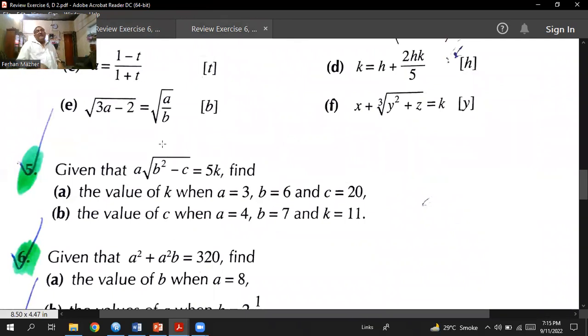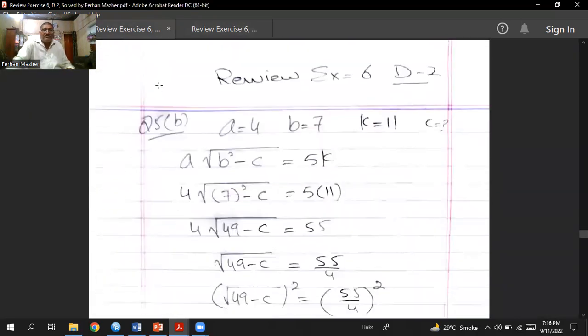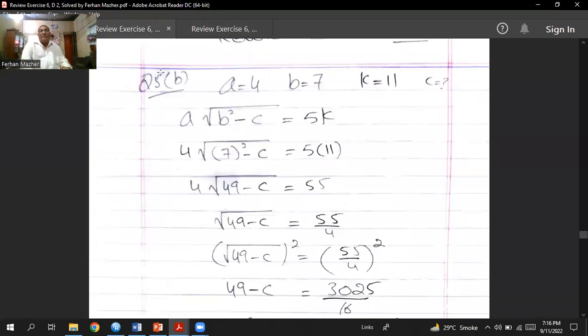Okay, question number 5, its B part. It says find the value of c when a is 4, b is 7, and k is 11. So now you will have a equals 4, b is 7, k is 11, c is the question. I will substitute these values. So you will have 4 square root of 7 square minus c equals 5 into 11. So you will have 4 square root of 49 minus c equals 55. This 4 will go to the other side and divide there. So you will have the square root of 49 minus c equals 55 by 4.